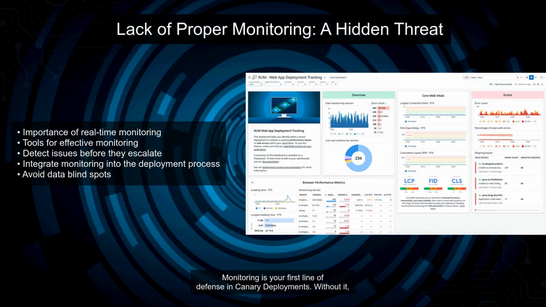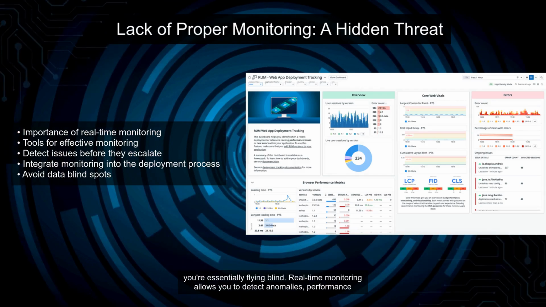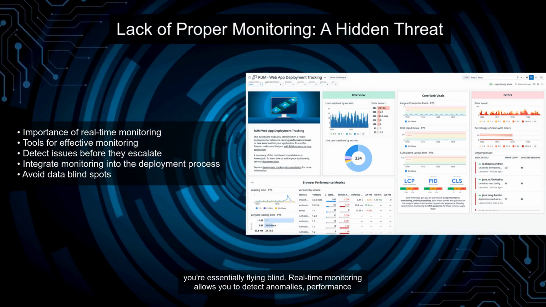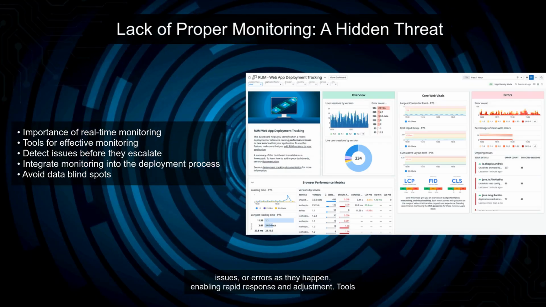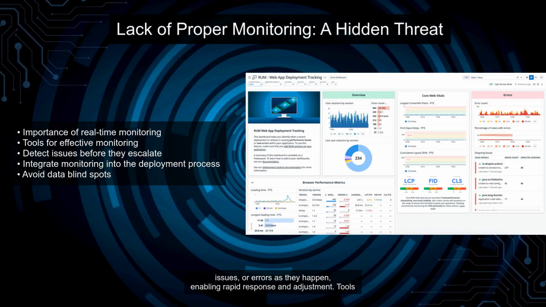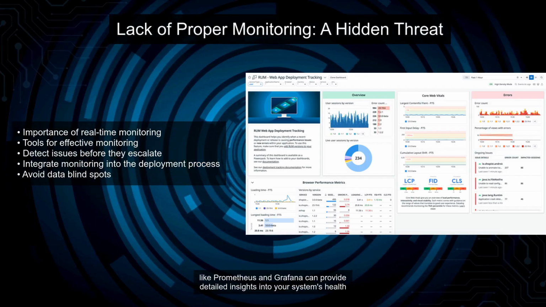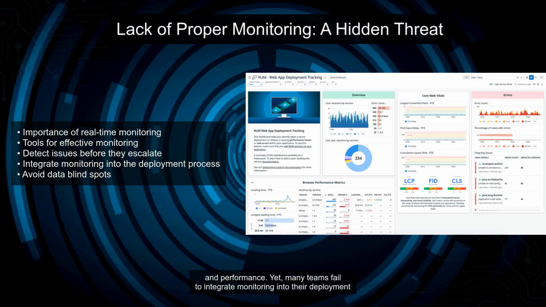Monitoring is your first line of defense in Canary deployments. Without it, you're essentially flying blind. Real-time monitoring allows you to detect anomalies, performance issues, or errors as they happen, enabling rapid response and adjustment. Tools like Prometheus and Grafana can provide detailed insights into your system's health and performance.